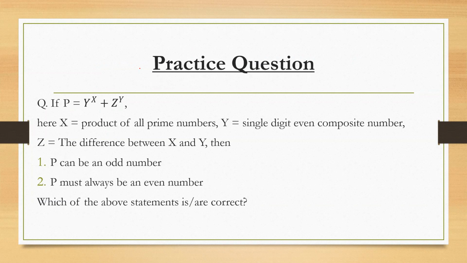Here you have an expression P, and it is given that P is equal to y to the power x plus z to the power y. Now we have already done a similar kind of problem, where x is the product of all prime numbers, y is a single digit, a single digit even composite number, and z is the difference between x and y. Based on the logic that we have just learned in the last 3 classes, you tell me which statements would be correct here.